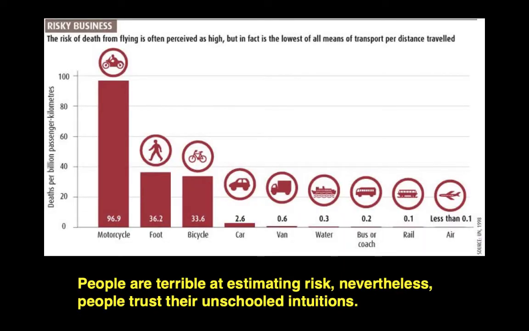People are terrible at estimating risk. Nevertheless, people trust their unschooled intuitions. The risk of death from flying is often perceived as high, but in fact it's the lowest of all means of transportation per distance traveled.